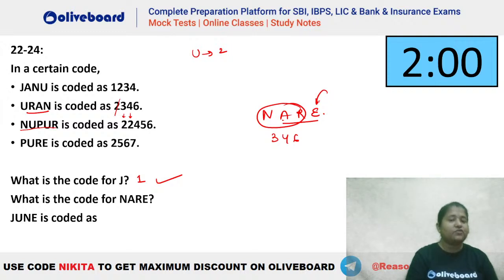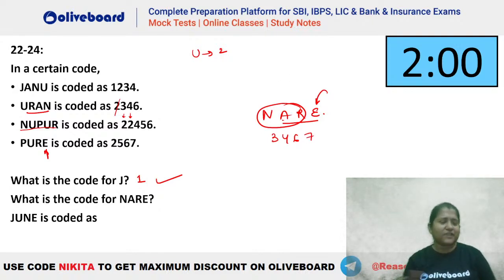So that means we need to find for E only, right? E has to be found out. Now E can be taken from this one, that is your pure, right? And if you see, E is again an exclusive code. So you can see the exclusive code is 7. So that means it has to be 3, 4, 6, 7 or 3, 4, 7, 6, anything of that sort, right? So anything of that particular combination. So 3, 4, 6, 7 would be the answer for NARE. Okay. What about June here?